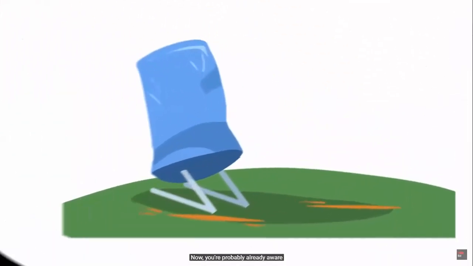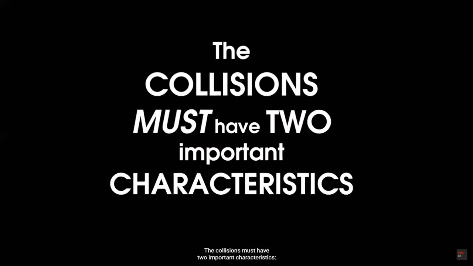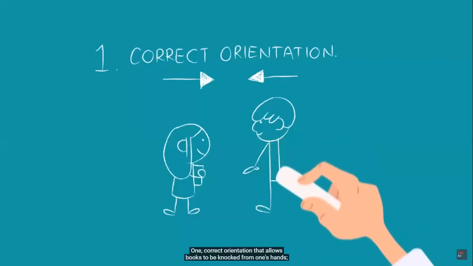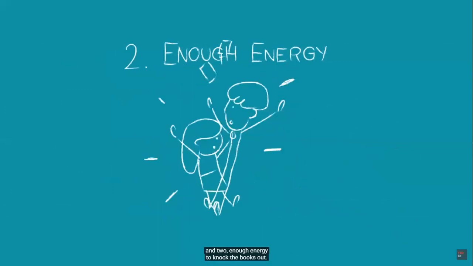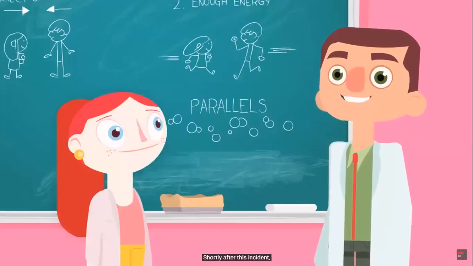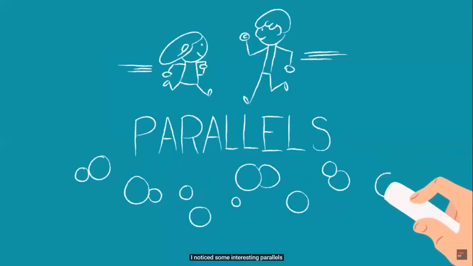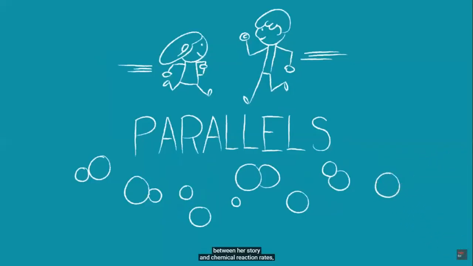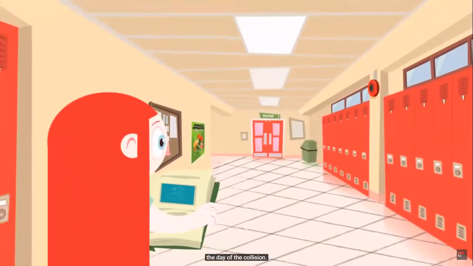Now, you're probably already aware that not all collisions lead to dates for the dance, thankfully. The collisions must have 2 important characteristics. 1, correct orientation that allows books to be knocked from one's hands, and 2, enough energy to knock the books out. Shortly after this incident, Harriet decided to tell me, her chemistry teacher, all about it. I noticed some interesting parallels between her story and chemical reaction rates, which happened to be what she was studying in the hallway the day of the collision.